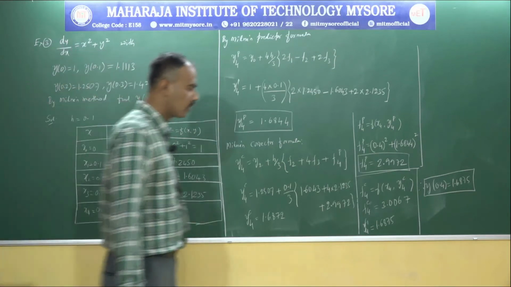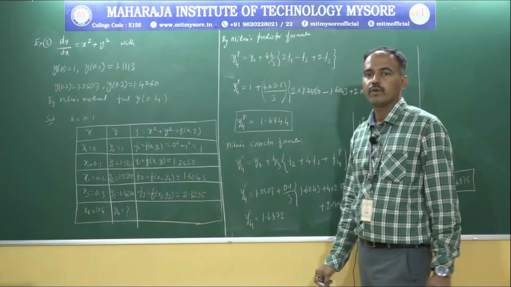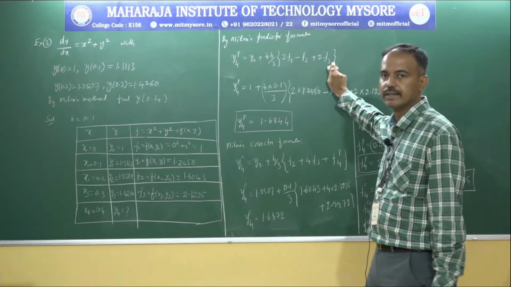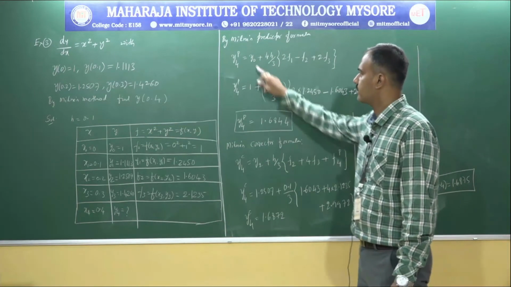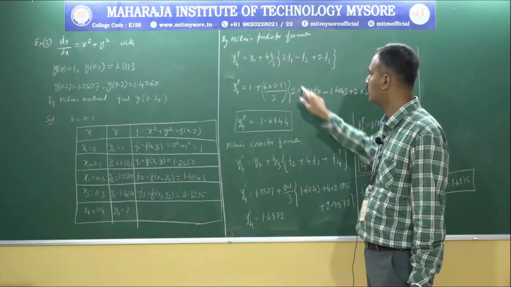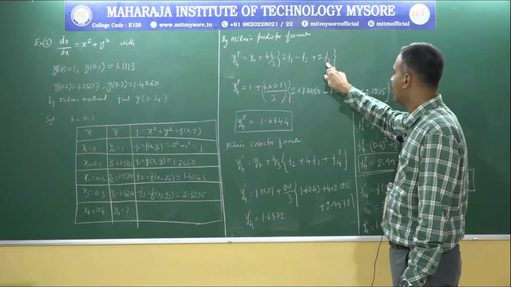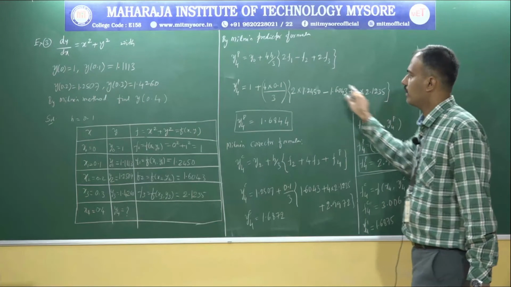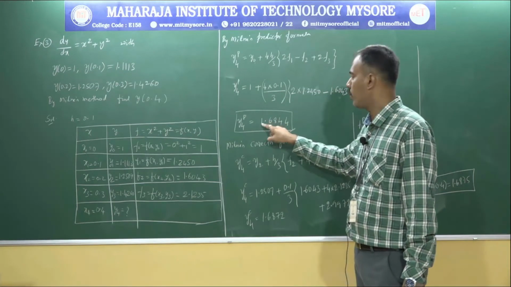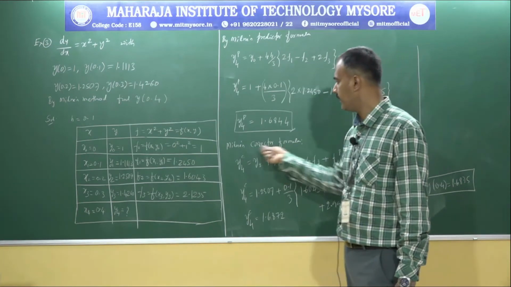Next, we have the Milne's predictor formula: y4p equals y0 plus 4h by 3 times (2f1 minus f2 plus 2f3). Replace y0, the h value, the denominator 3, and substitute f1, f2, and f3 from the table. Using the calculator we simplify, and we get y4p is 1.6844.